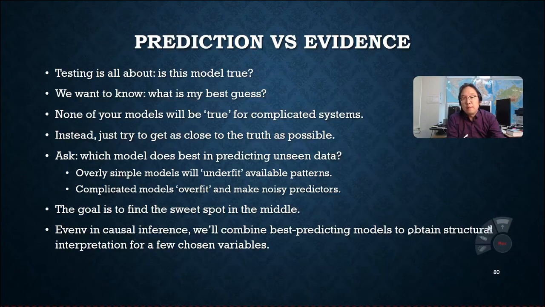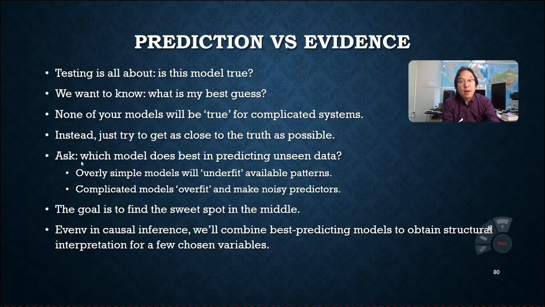All right, and then prediction versus evidence. Testing is all about whether this model is true or not. We want to know what is my best guess, and none of your models will be true for complicated systems. Instead, just try to get as close to the truth as possible and ask which model does best in predicting unseen data. An overly simple model will underfit available patterns, as you saw before. The complicated model overfits and makes noisy predictions. The goal is to find the sweet spot or Goldilocks region in the middle. Even in causal inference, we will combine the best predicting model to obtain structural interpretation for a few chosen variables.